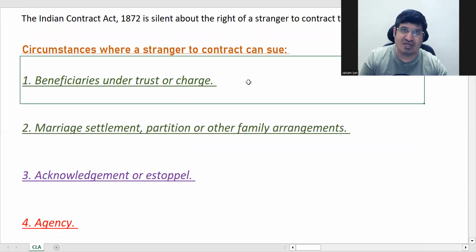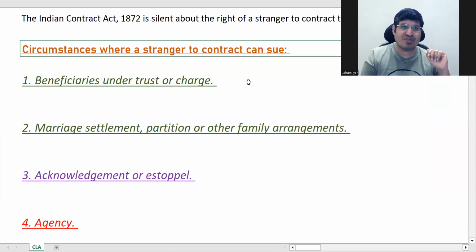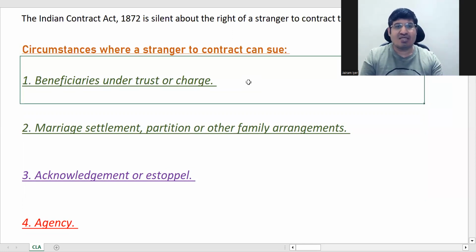Okay. In insurance, say you take an insurance and you name some beneficiary. We put beneficiaries in the insurance office and all, right? So if tomorrow you are not there, your beneficiary should be able to sue the insurance company if it's not paying the money, right? So that's why, same thing. Circumstances where a stranger to a contract can sue.